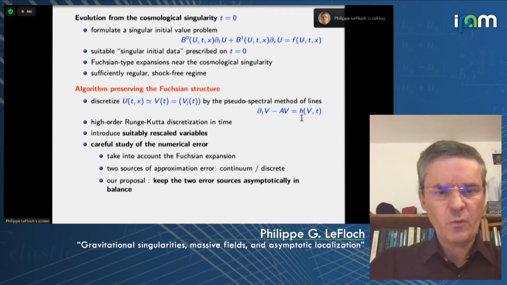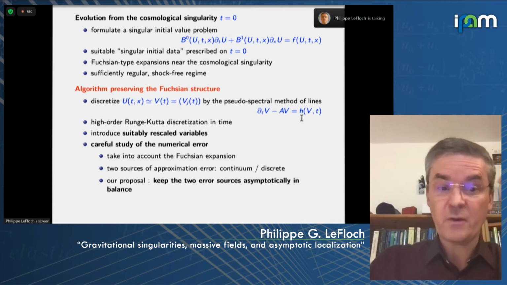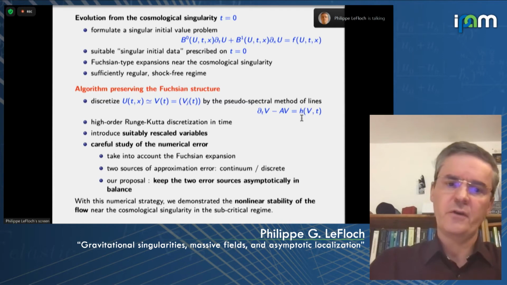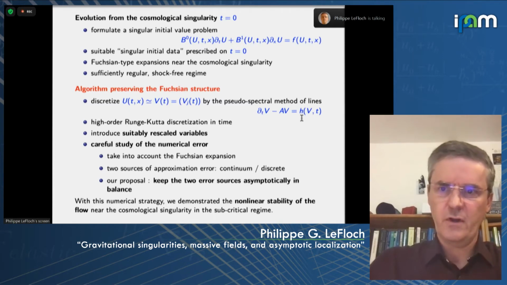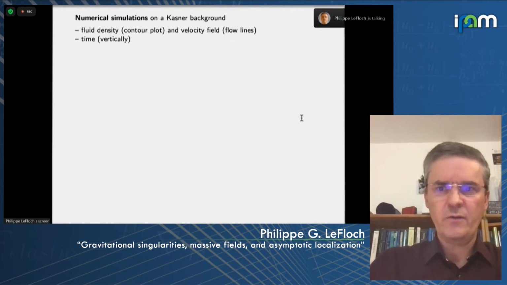What we figured out by studying this flow on Kasner is that what was best was to keep these two errors asymptotically in balance. This is what we have proposed in this work. With this numerical strategy, we were able to demonstrate the nonlinear stability of the flow near a cosmological singularity in the subcritical regime. In fact, we had a proof of that, but for us, this was a way to further validate the analysis.